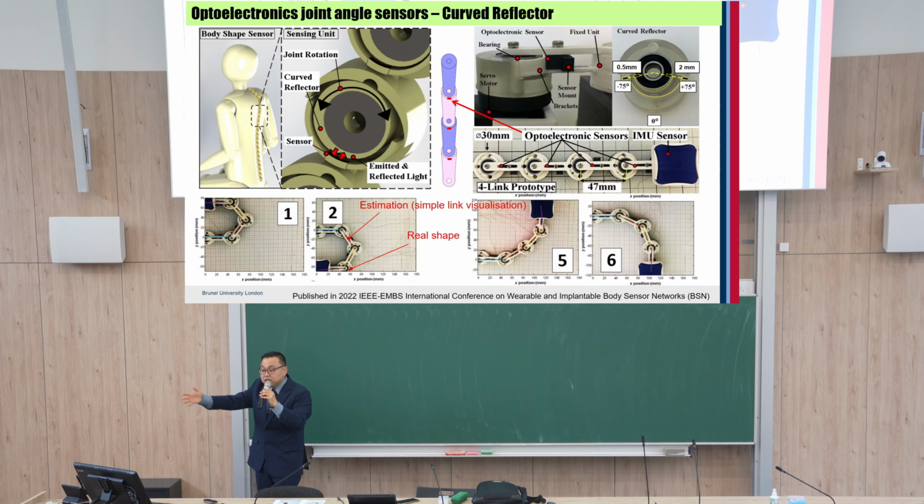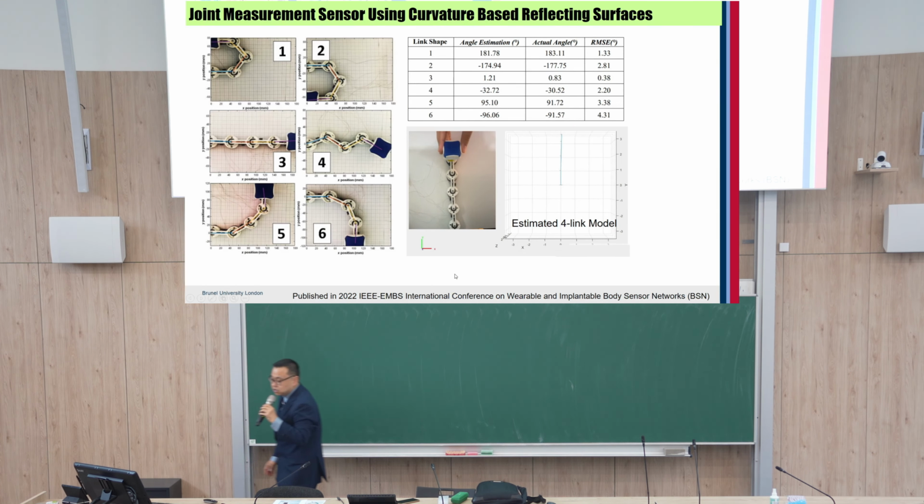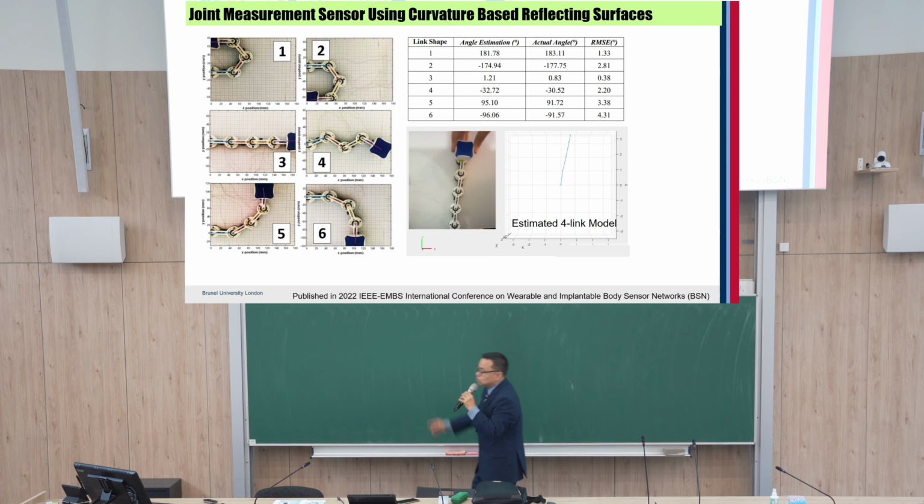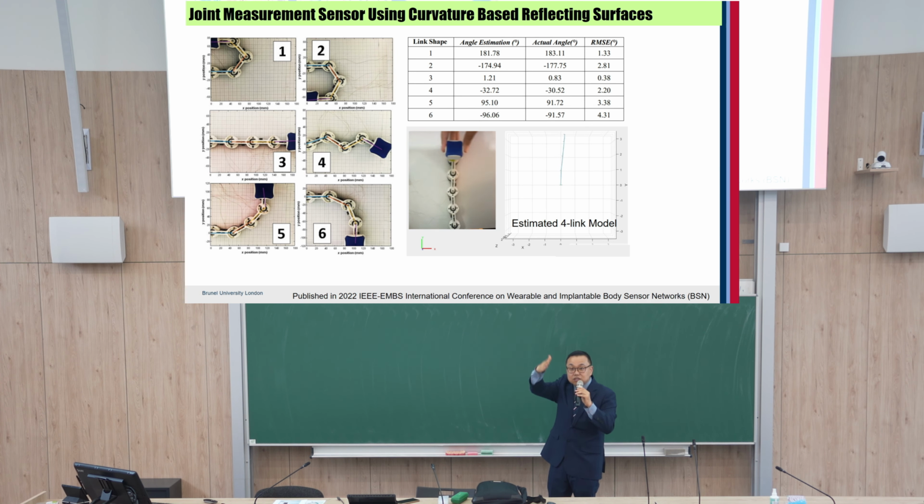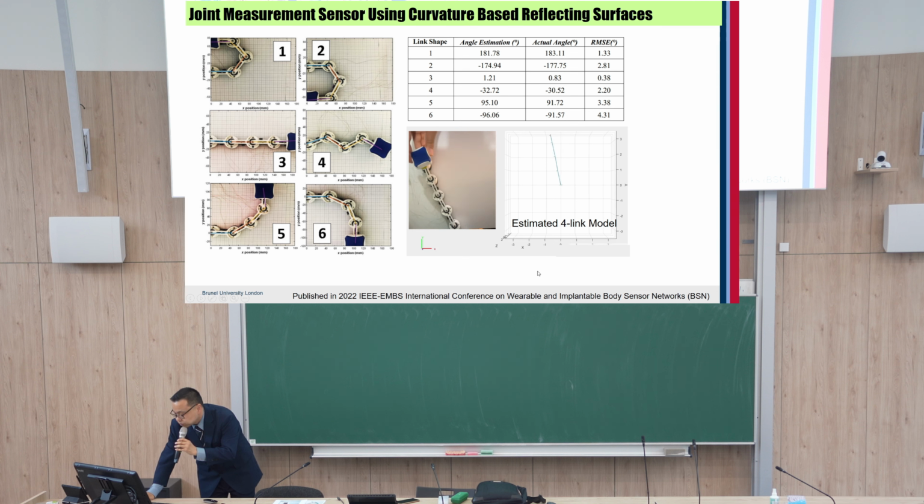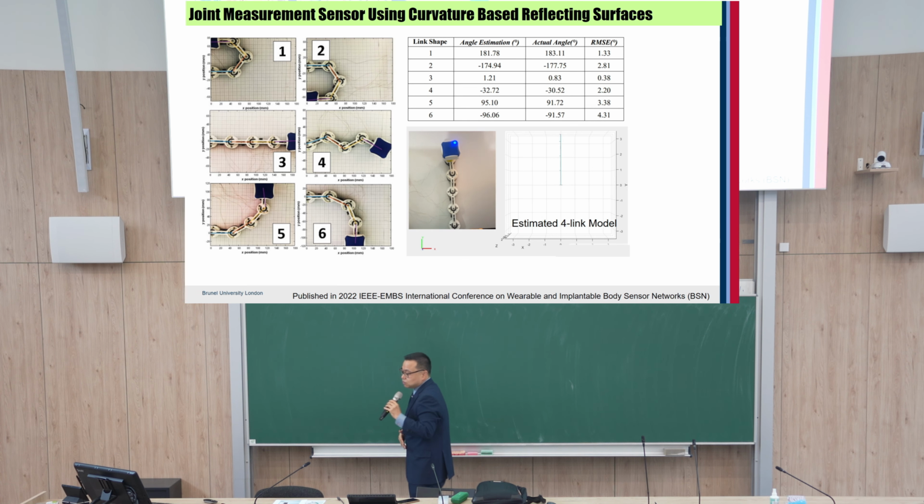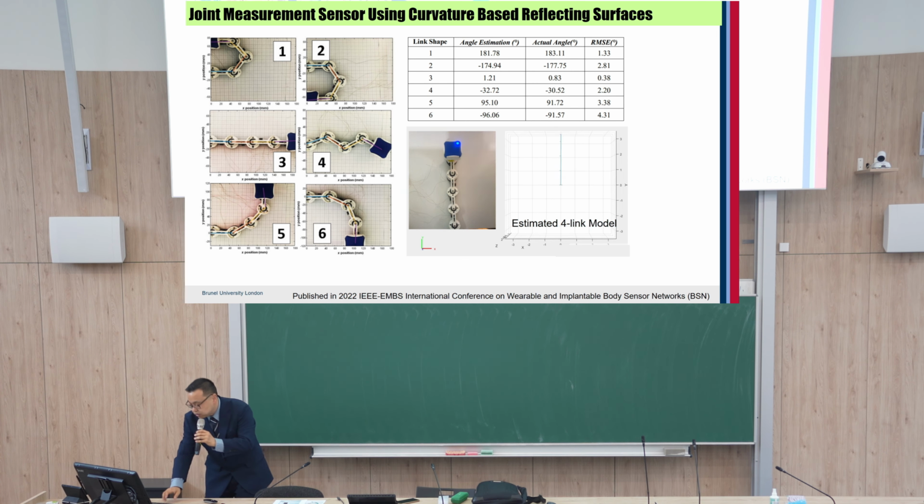Then this series of links may measure a very complicated shape. So let's see here. Each link has a curved surface and also an optoelectronic sensor. So now you can see here, you can measure shape. Once you know all of these joint angles and put them together, we can visualize a very complicated shape. Let's see it this way.